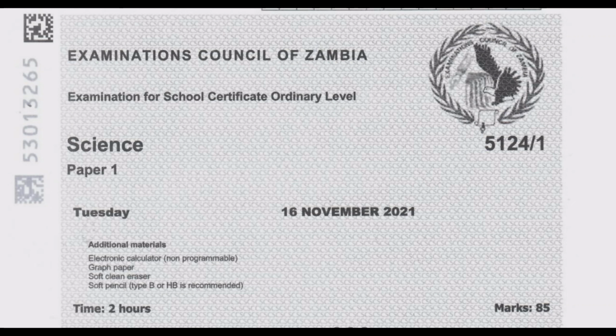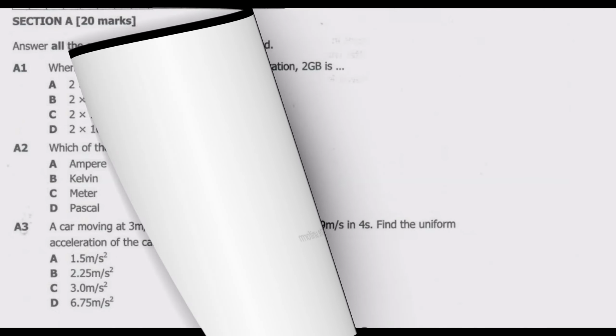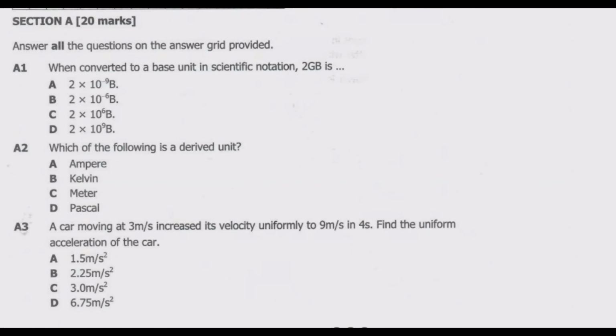So in this episode we are looking at the 2021 Science Paper 1, which is basically physics. Let us move to section A, which carries 20 marks, and there are 20 questions which are multiple choice. So question 1 reads, when converted to a base unit in scientific notation, 2 GB is. So basically we need to convert 2 GB to base unit.